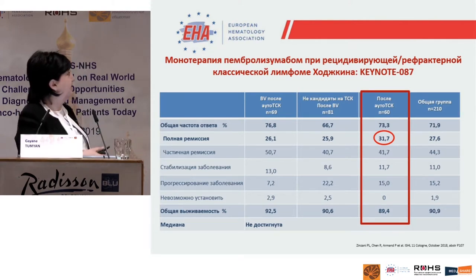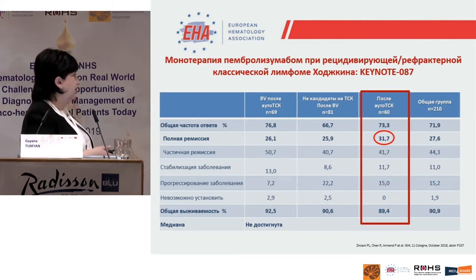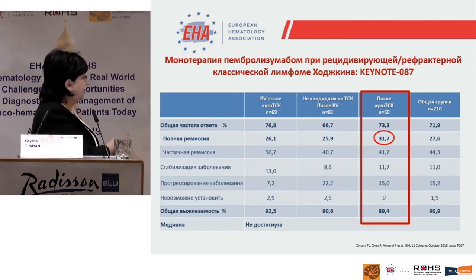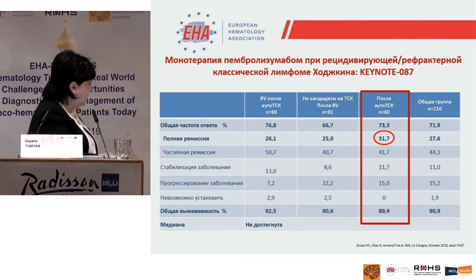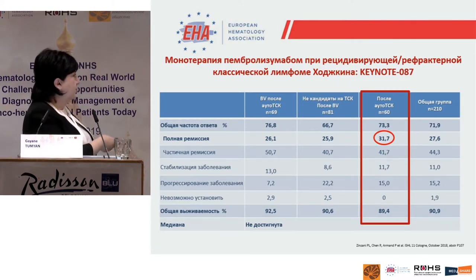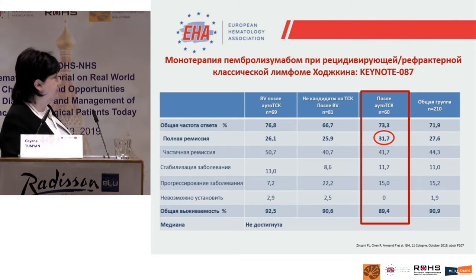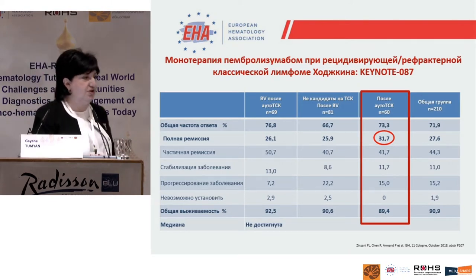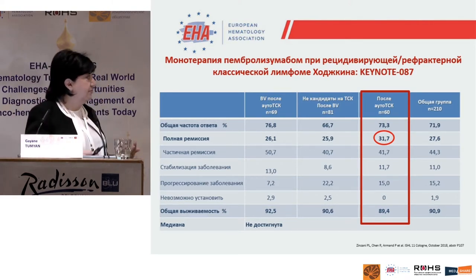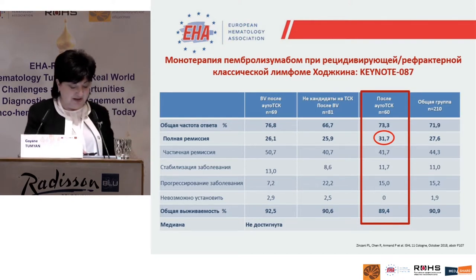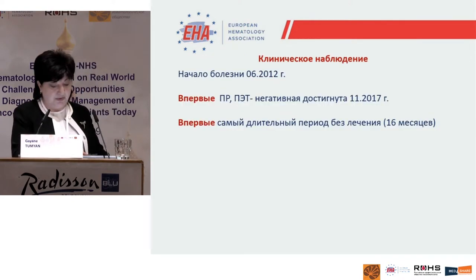Вы видите, что были 3 когорты больных, которые были включены в наш протокол, и наша больная как раз попала в эту когорту. Те больные, которые имели рецидив после аутотрансплантации без брентуксимаба, потому что тут была когорта с брентуксимабом, в общем, 3-я когорта, а вот наша без. И мы видим, что у 30% больных была получена полная ремиссия. То есть это не какое-то исключение, то, что я вам показываю. 30% полных ПЭТ-негативных ремиссий было получено в этой когорте больных.